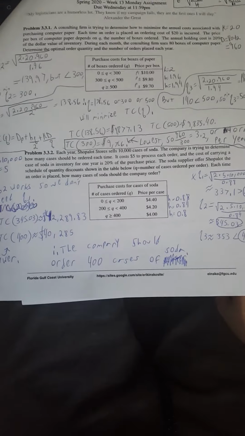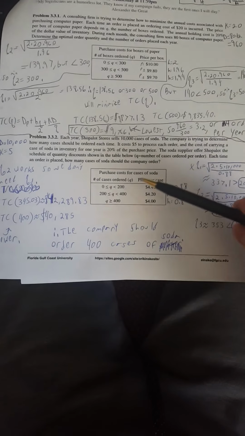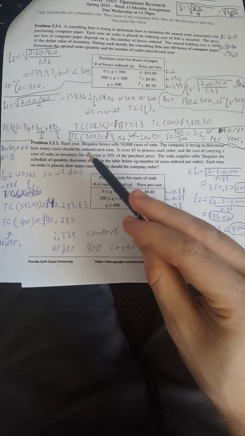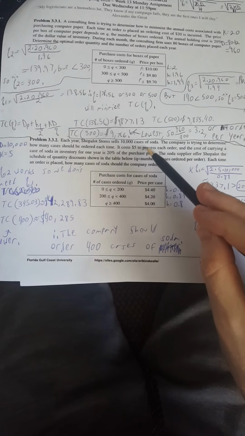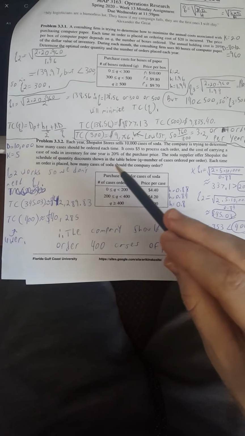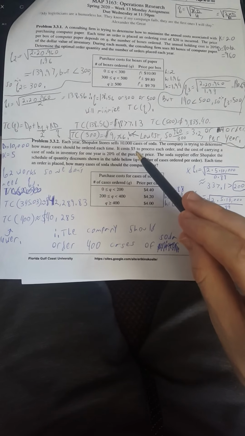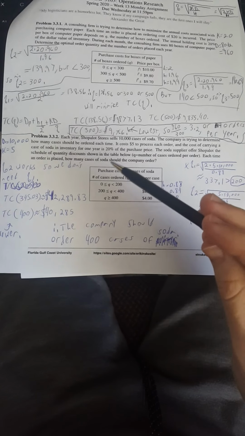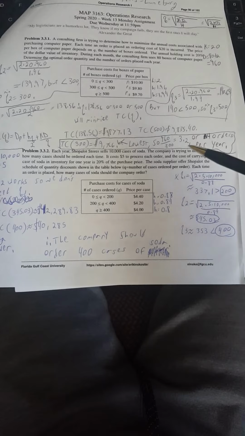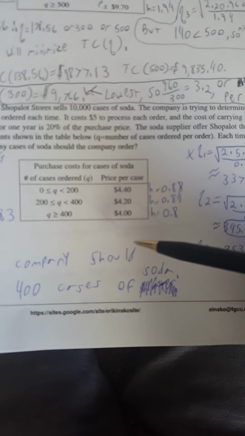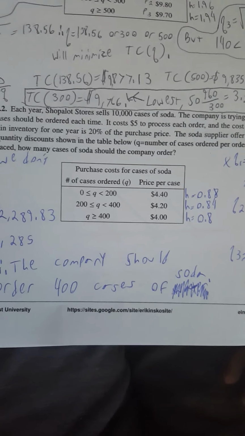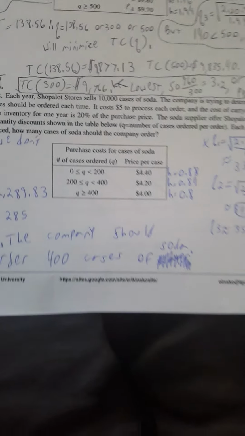Alright, storytelling time's over. Time to unpack it. So we have D is 10,000 because each year they sell 10,000. K is 5 because the ordering cost is $5. And we have, let's see, a similar table as before. Different ranges this time. Now it's not 300 and 500, it's 200 and 400.